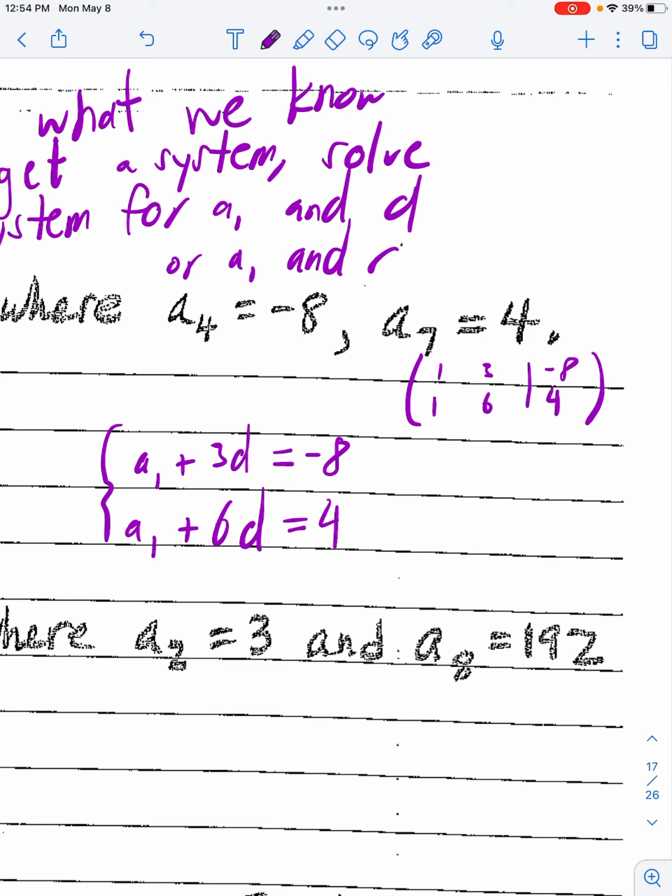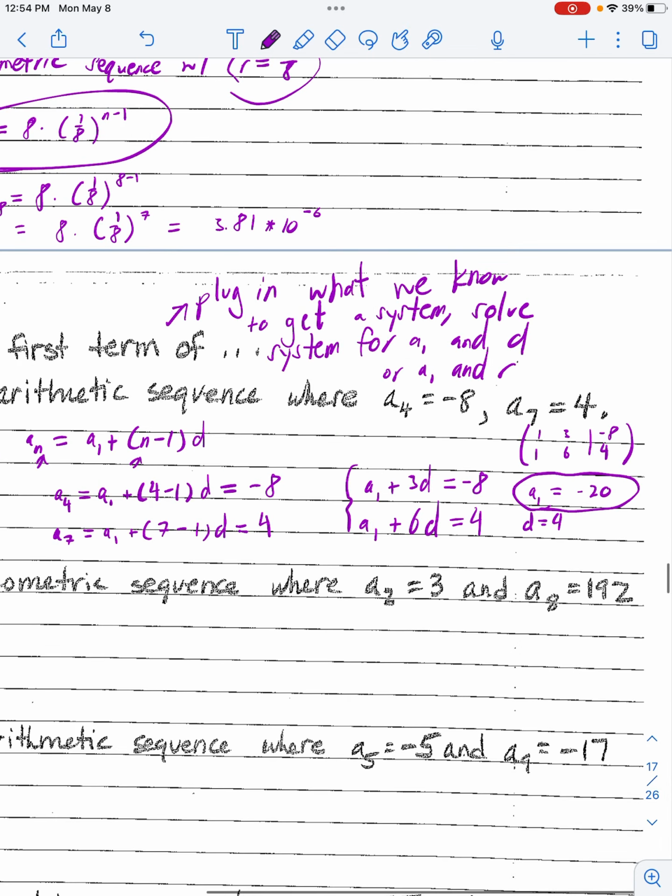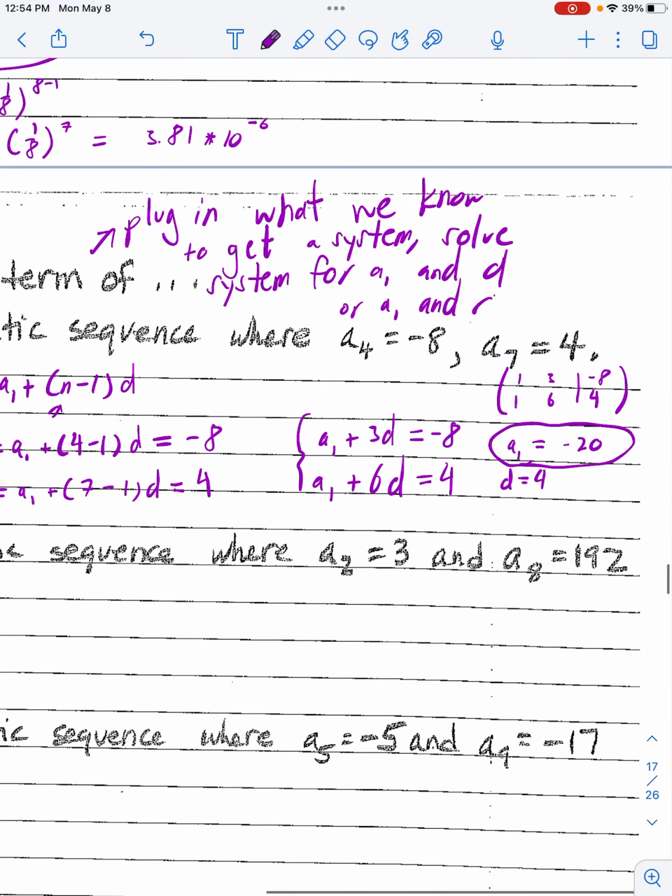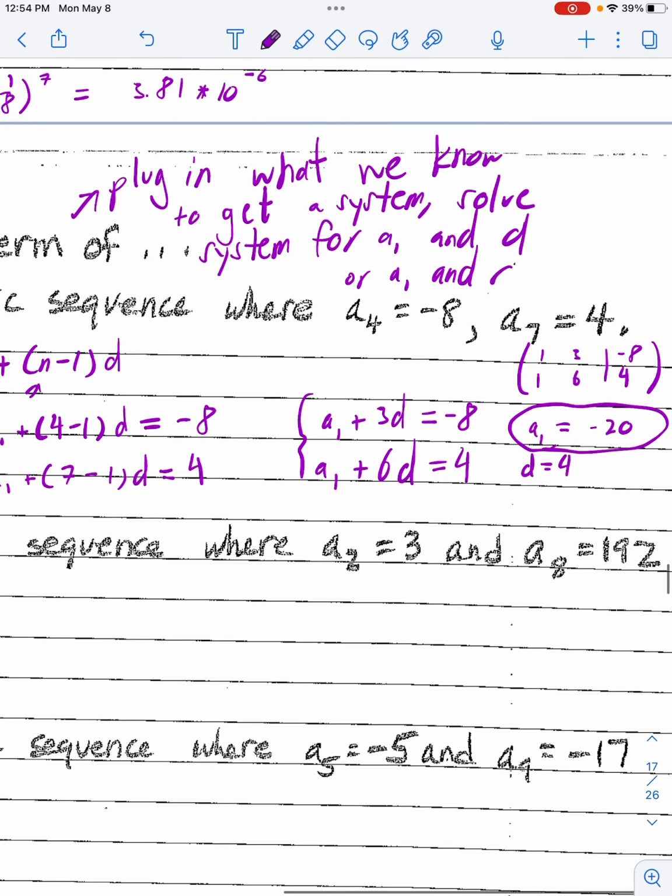There we go. So I got a sub 1 equals negative 20 and d equals 4. And actually, my answer is just a sub 1, because the directions just say find the first term. So once you've solved for a sub 1, that's your answer.